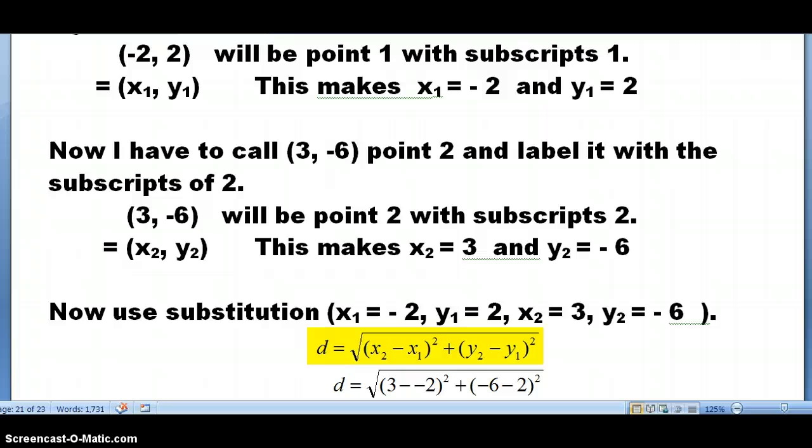Now what I have to do is call the other point (3, -6) point 2, and give it the subscripts of 2. So that makes x sub 2 equal to 3, y sub 2 equal to negative 6. Now I know what all four of my values are, as seen here on the line where we have all four of them listed.